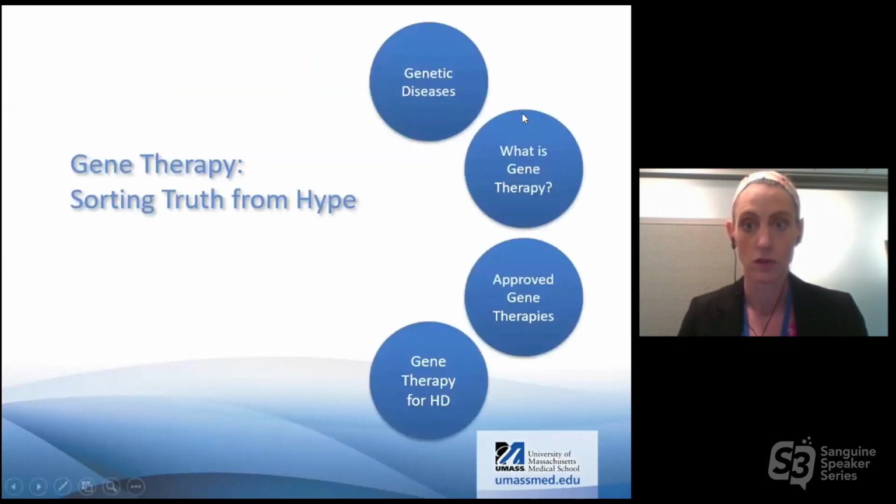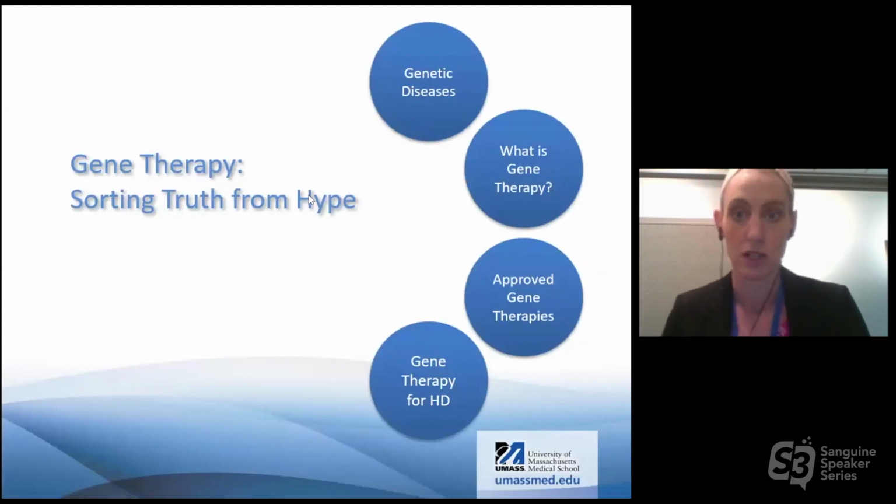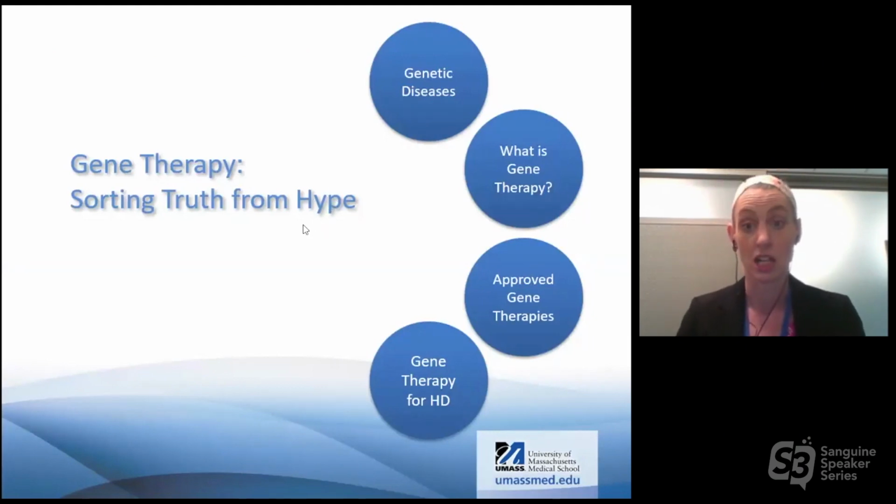All right, so an overview of my talk. I'm going to give a brief introduction to genetic diseases. I'm going to talk a little bit about what gene therapy is. I'm going to give you a few approved gene therapies, and then I'm going to talk about gene therapy specifically for Huntington's disease, and compare that to some of the approved therapies so we can look at what the challenges are.